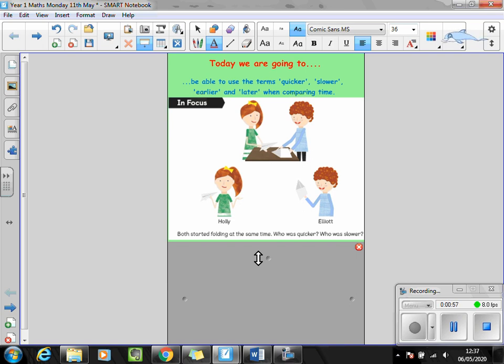You might decide to have a paper aeroplane folding competition now with your mum or dad or older brother or sister to see who was quicker and who was slower. Pause the video to discuss. Now, the important thing here is to be able to explain how you know Holly was quicker at making her paper aeroplane than Elliot.